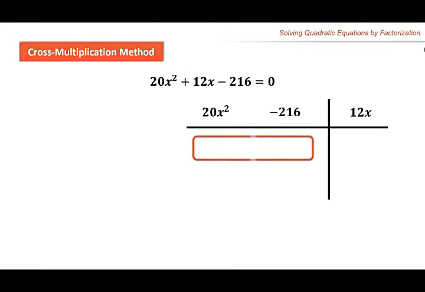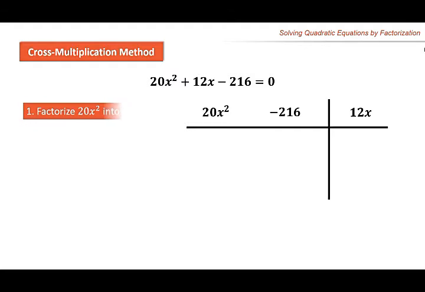These rows here will contain the factors that we want to find. Listen very carefully to the following procedures. In step 1, we need to factorize 20x squared into two terms and list them out here as two rows. Since we know both our factors are linear and each one must contain an x, we can safely put one x here and one x here. As for the coefficients, let us try 2 and 10.